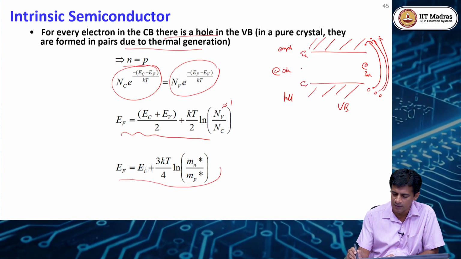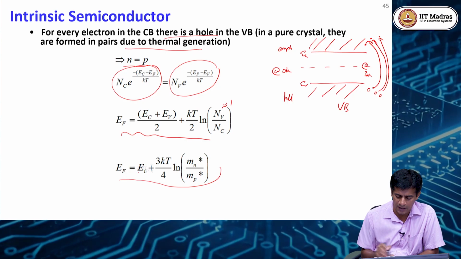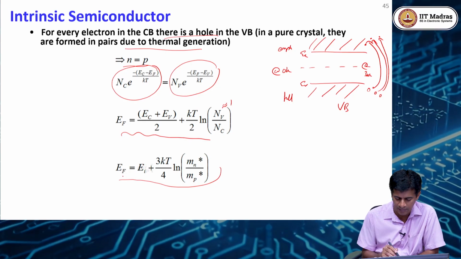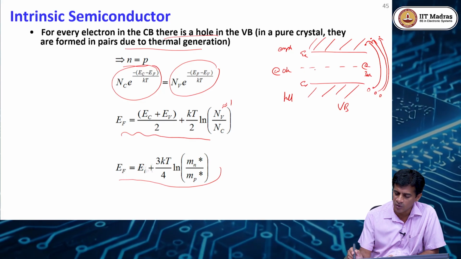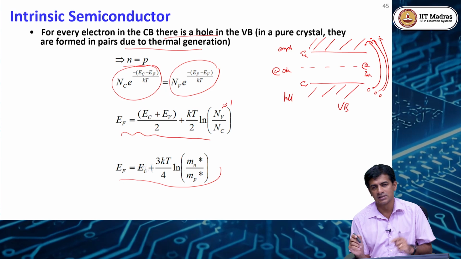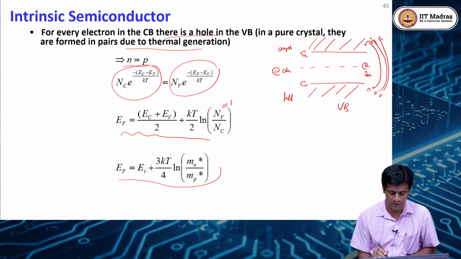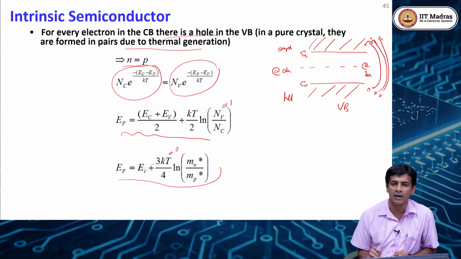So (EC + EV)/2 is actually the middle of the band gap, and this number is very close to 1. That means that for an intrinsic semiconductor, the Fermi level lies very close to the middle of the band gap. This is very important. If you put T equal to 0, it is essentially at the middle of the band gap.